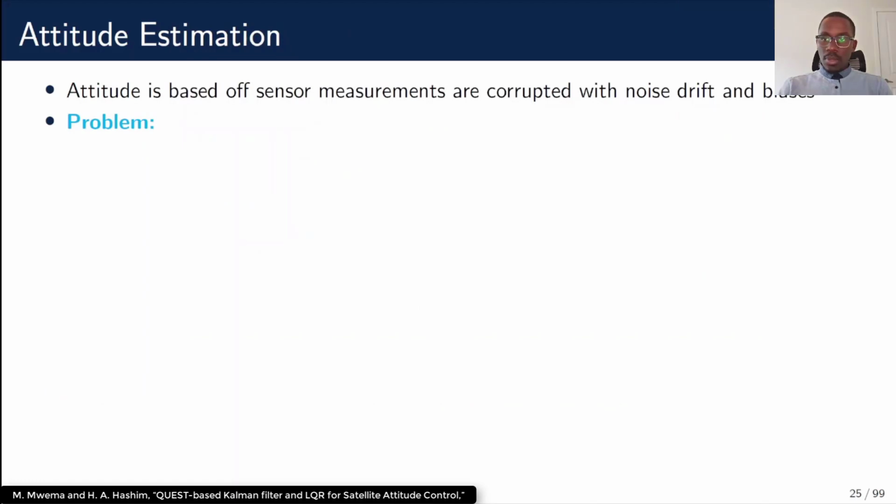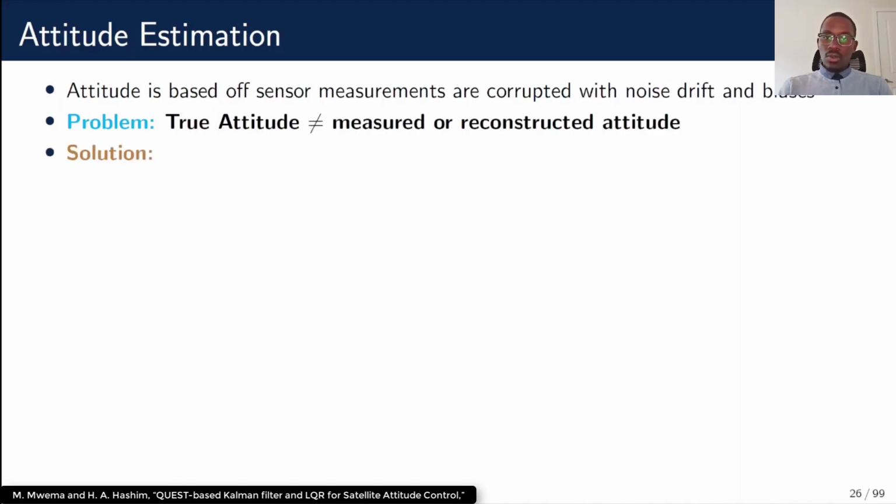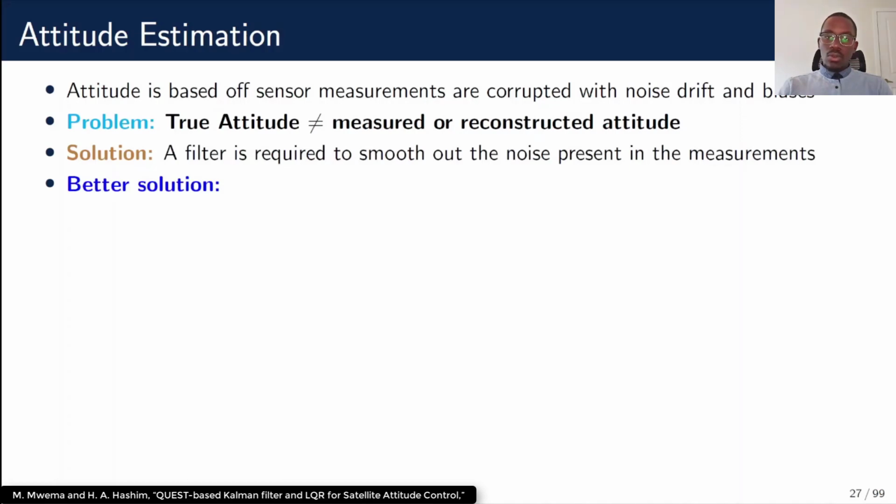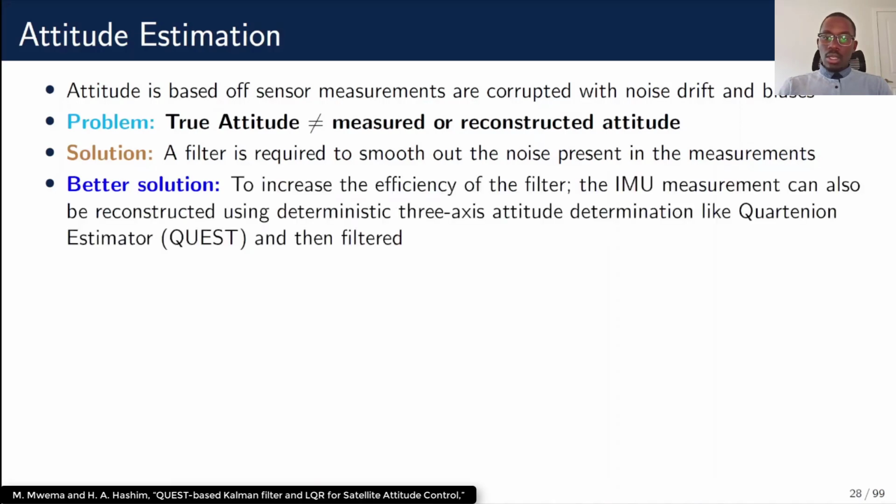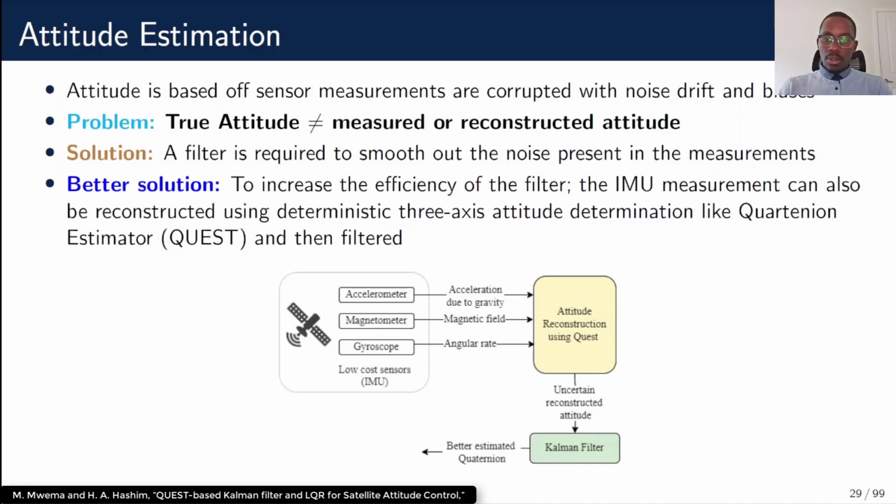Looking at attitude estimation, attitude is based off sensor measurements that are always corrupted with noise, drift, and bias. The problem with that is the true attitude is not equal to the measured or reconstructed attitude. One possible solution would be a filter to smooth out the noise present in the measurements. An even better solution would be to use a deterministic three-axis attitude determination algorithm like QUEST, and then filter the reconstructed attitude using a Kalman filter. The way this would work is illustrated in the block diagram below.